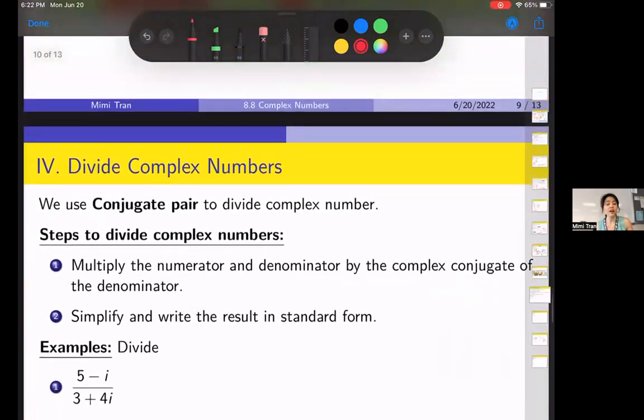All right, conjugate pair. Do you remember conjugate pair? Let me recall something. If I give you x plus y, then the conjugate of x plus y will be x minus y. Right? X minus y.